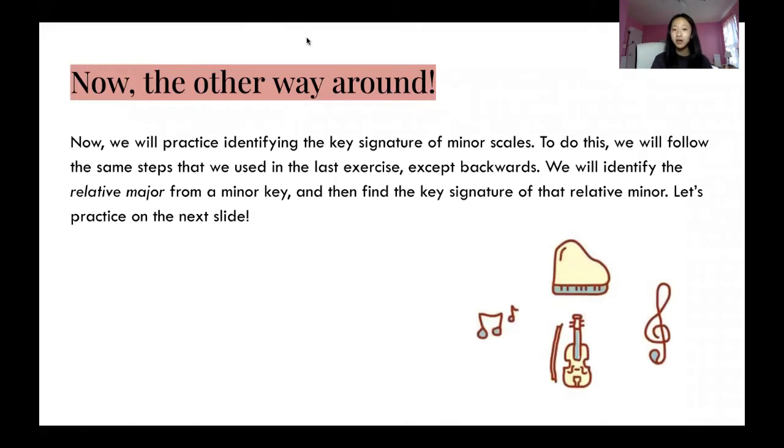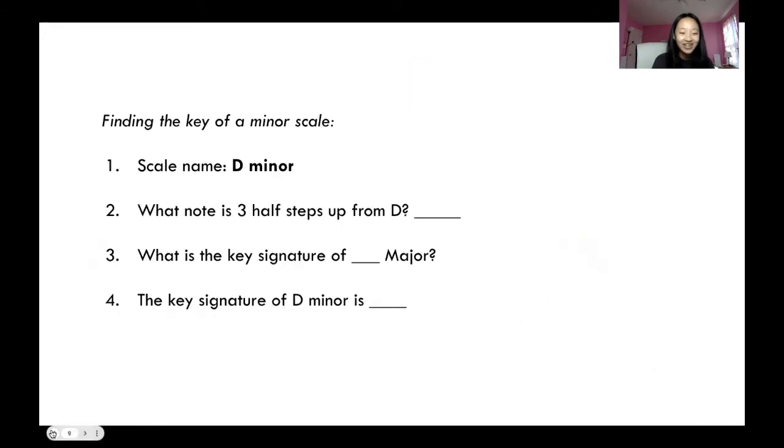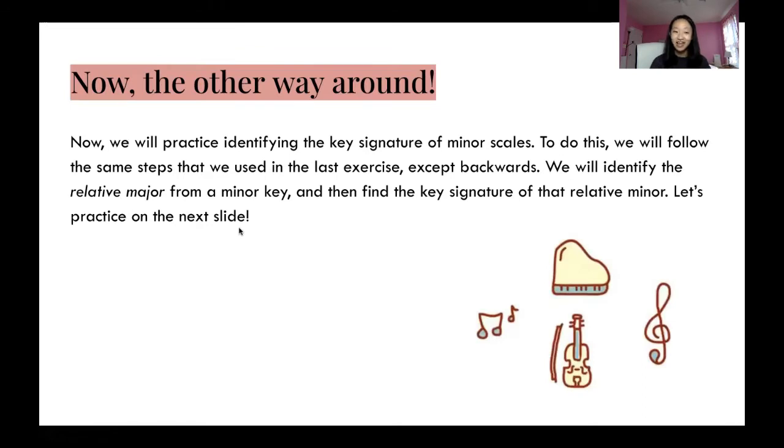So now we're going to go the other way around. Instead of looking at a picture of a key signature and then writing it down, we're going to start with the name of the scale, and then we're going to write the key signature. We're going to draw it out, staff and everything. So have your paper ready.